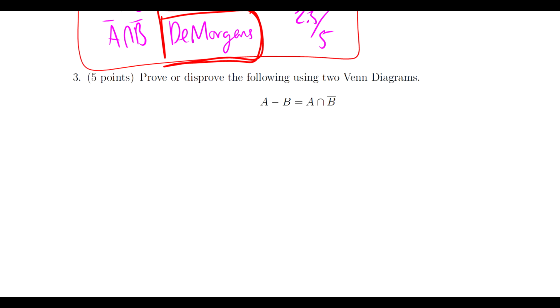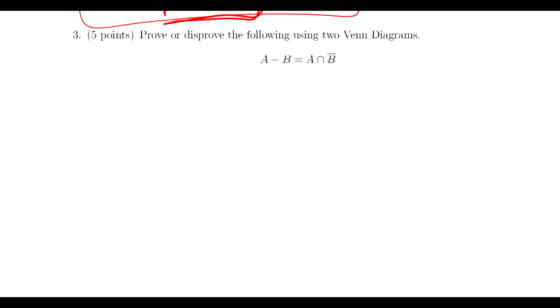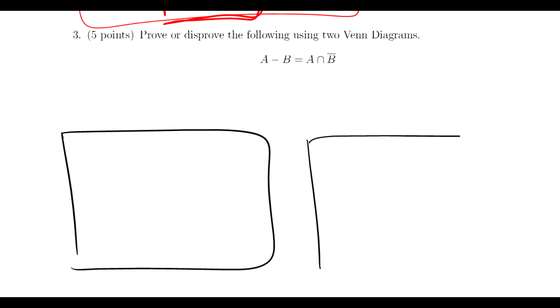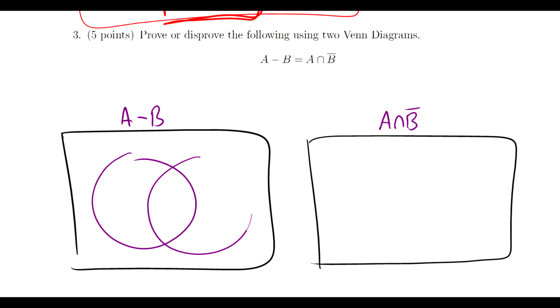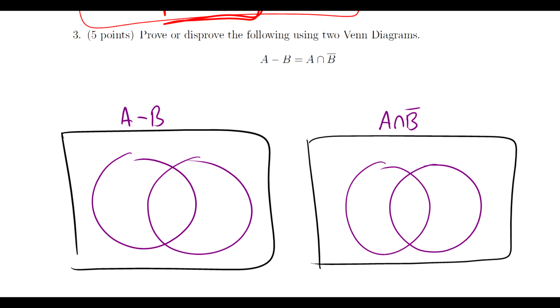And here's a cool question I made up because I like it. We're going to prove that A minus B is equal to A intersection B bar using Venn diagrams. So let's draw two Venn diagrams. Probably some of the nicest rectangles I've ever drawn on this series. Our left one's going to be A minus B, and our right one's going to be A intersection B bar. So let's draw our circles in there. I'm sure I'll butcher these circles, but not too bad. This will be A, this will be B, this will be A, this will be B.